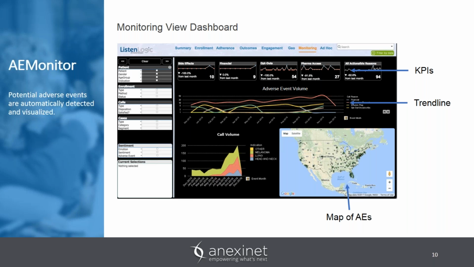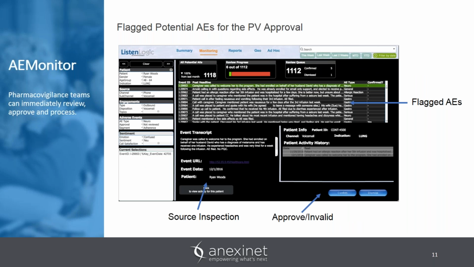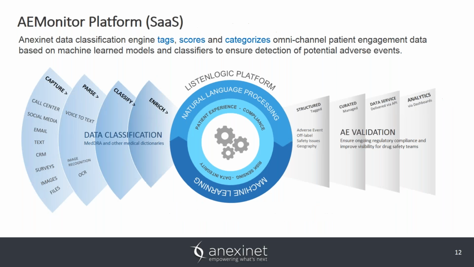AE Monitor's dashboard displays key performance indicators, trend line, therapeutic area, and geomapping to provide real-time insight to brand managers and drug safety teams. Users can click on any element of the dashboard to slice and dice the data. Pharmacovigilance experts are presented with a queue of flagged potential AEs. With this workflow screen, they can inspect the source document, which can come in the form of a voice call, email, social media post, or file document, and then validate or invalidate the case.